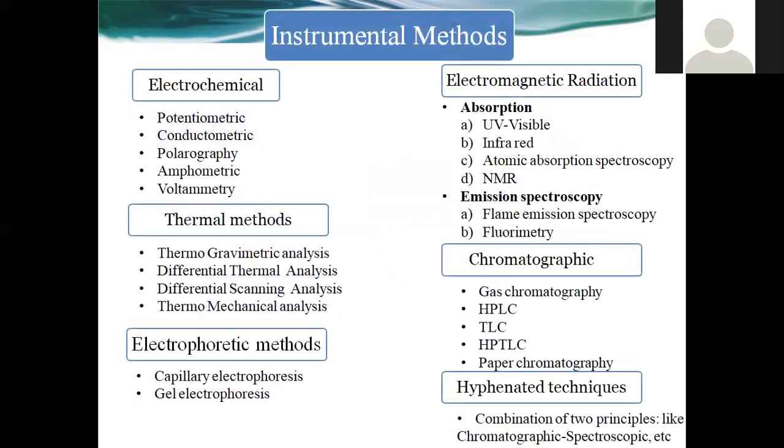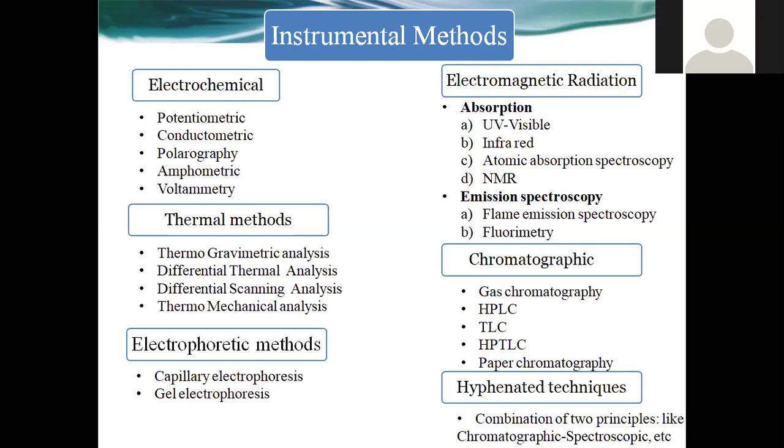In instrumental methods, there are a huge variety of methods. You can see electrochemical methods, where nowadays a simple instrument we can use is the pH meter, along with conductometer, polarography, amperometric and voltametry methods. Then thermal methods: thermogravimetric analysis, differential thermal analysis, differential scanning calorimetry, and thermomechanical analysis. Then electrophoretic methods, where we apply an external electric field to separate the compounds present in a mixture, as well as electromagnetic radiations. Here two principles are involved: one is absorption, and the other is emission.